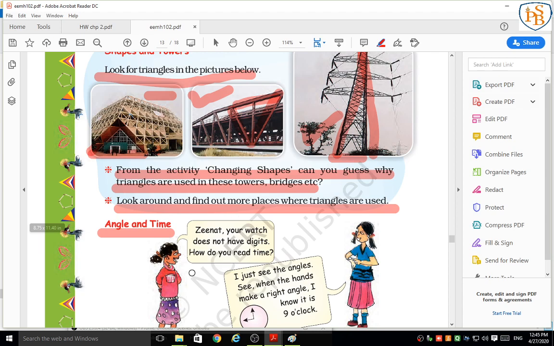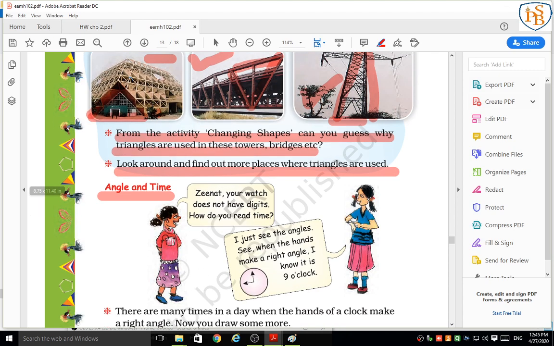Okay? Now here we have one conversation. She said, Zinat, your watch does not have digits. Then how do you read the time? She is asking Zinat, if your watch does not have digits, then how can you read the time? How can you identify what time it is? Correct? Then what did Zinat reply? Zinat replied, I just see the angles. See, when the hands make a right angle, I know what the time is.